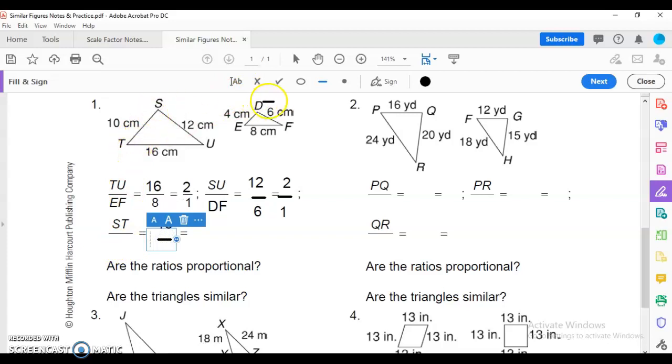And ST is the same as DE. So I'm going to put DE right there. And DE I know is 4. So, come on, move this here. Oh, something's not right. Look at this. ST is 10. DE is 4. Is 10 over 4 2 over 1? No, it is not. That will reduce, but it'll reduce to 5 over 2.